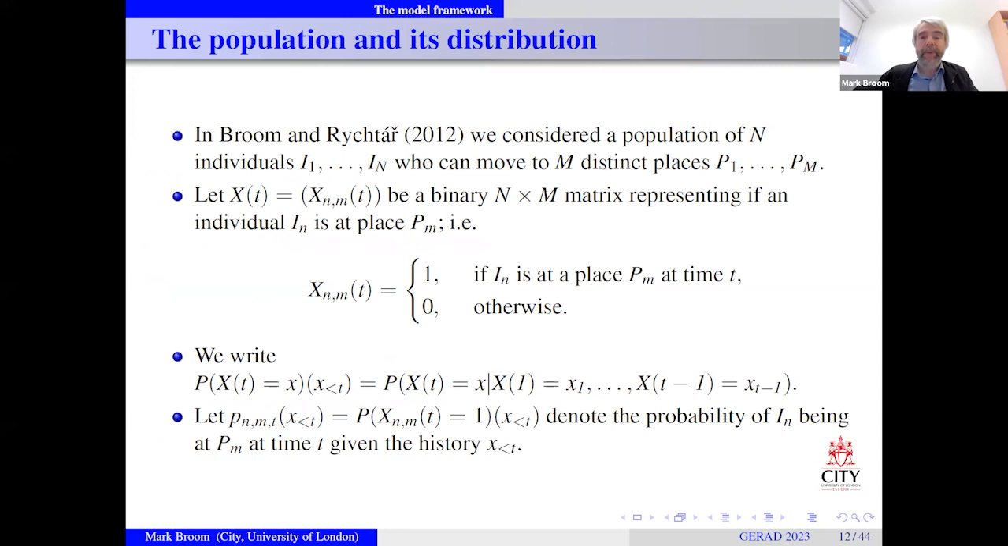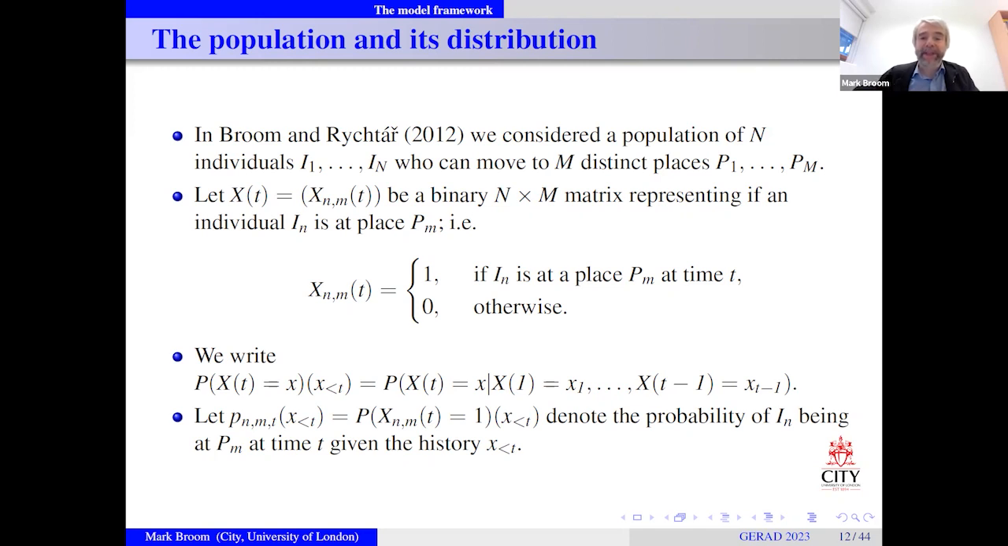We're going to assume a population of some number of individuals, capital N, and they can move to some number of places, capital M. In some scenarios N and M are the same thing, but in general I've got N individuals and M places. We define a matrix which is N by M, and it represents where individual i is at any particular point. If there's a 1 in that position, then individual i is there, and if there's a 0, it's not there. So every row would have precisely one 1.